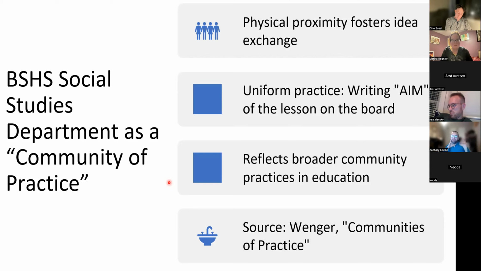The writing of the aim of the lesson on the board. There's one teacher who does grapple points. I think that's his thing. Another person does learning target, which I think is a branded thing from Expeditionary Learning. But other than those folks who just have fancy ways of doing it, everyone has the same concept of what a lesson is, I think.